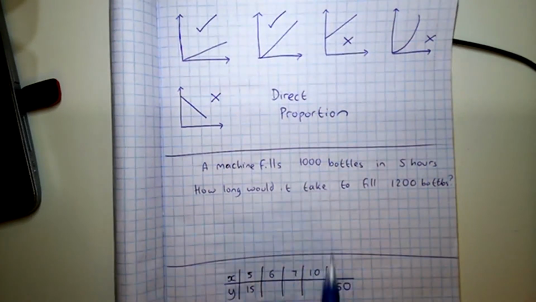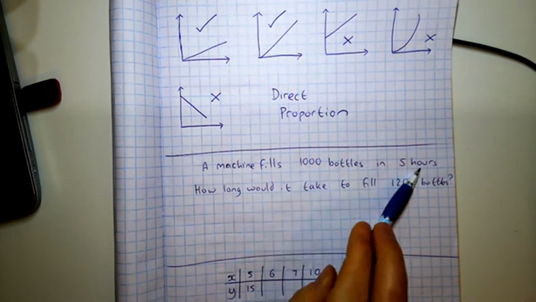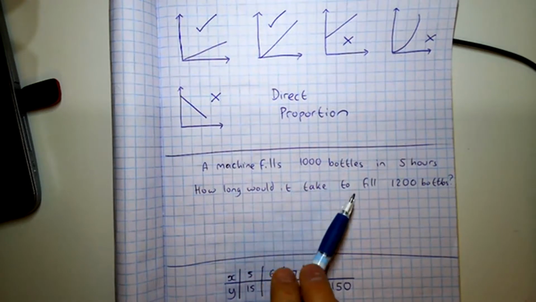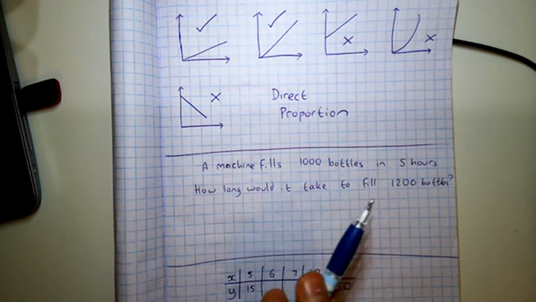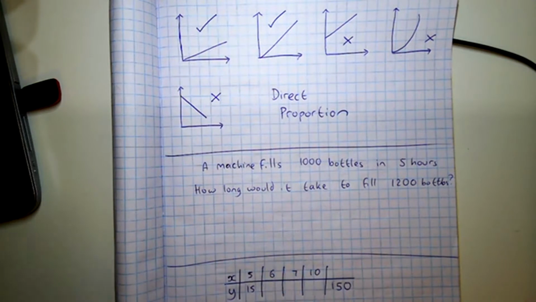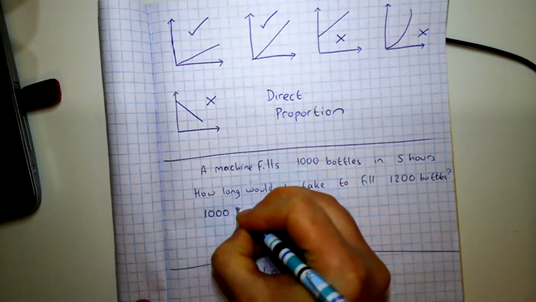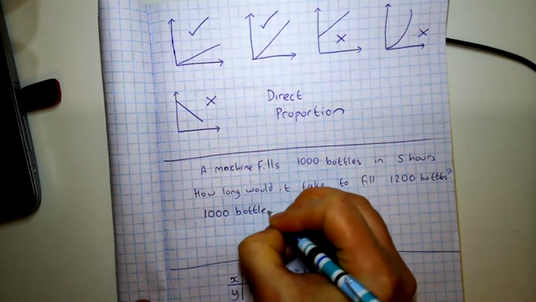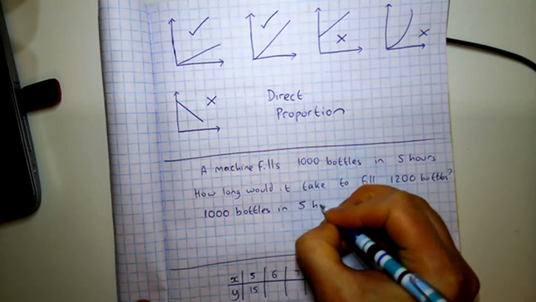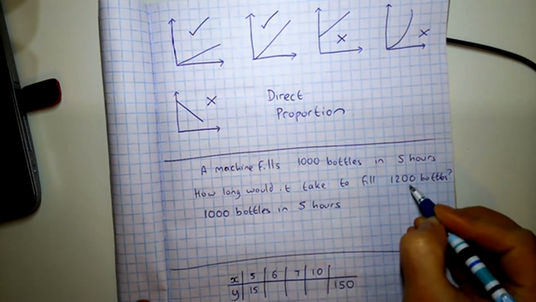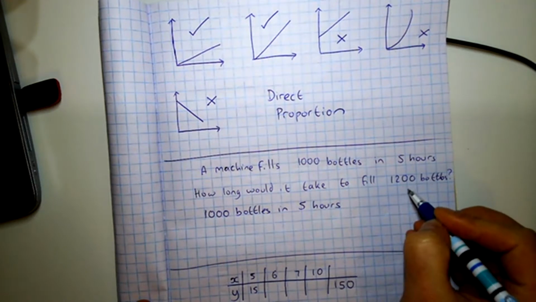Let's have a look at a worded problem. So a machine fills 1,000 bottles in 5 hours. How long would it take to fill 1,200 bottles? So proportion questions can be done a number of ways. I think the easiest way is either just through sentences or ratio. I'll show you both ways. So if we want to do it in sentences, we would do 1,000 bottles in 5 hours. And I want to get to 1,200 bottles.